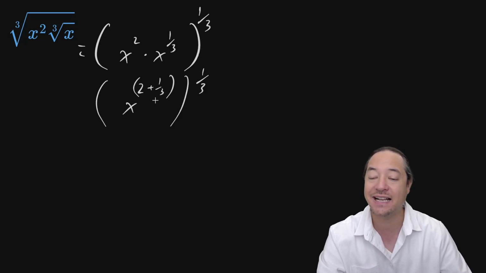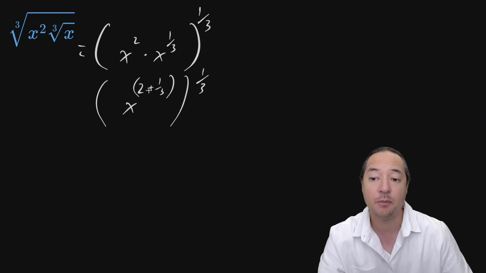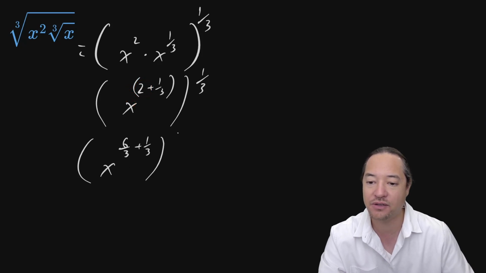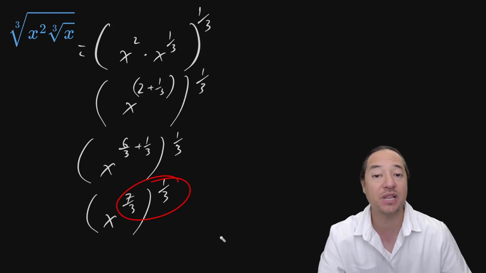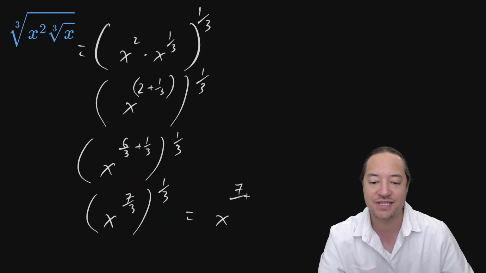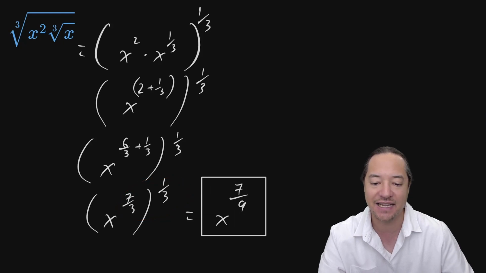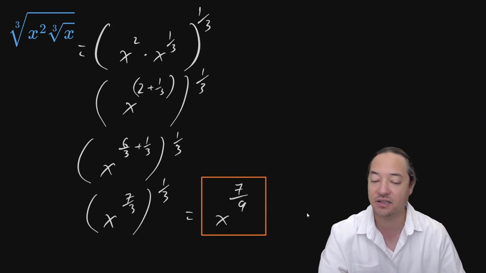Now, how do I do this? I need a common denominator. My common denominator will be 3. So I have to multiply this 2 by 3/3, right? So this will be x to the power of 6/3 plus 1/3 all to the 1/3 power. And that's just going to then be x to the 7/3 to the 1/3 power. And now I can just multiply these two together. So that's going to give me x to the power of 7/9. And that should be it. That should be my final answer there.